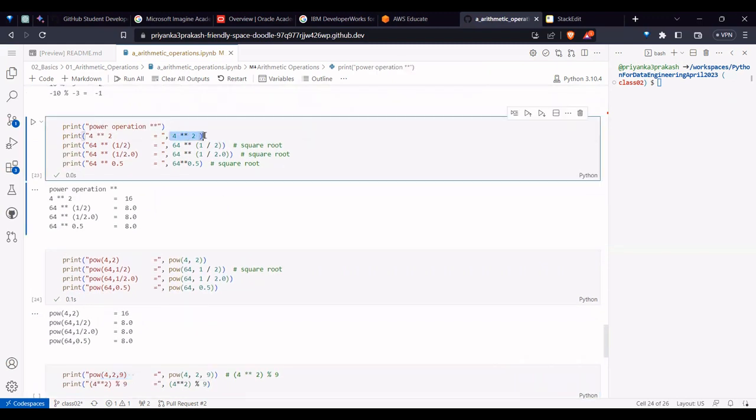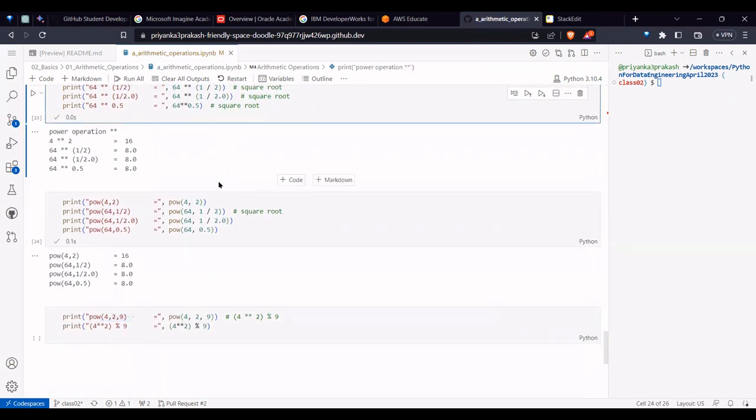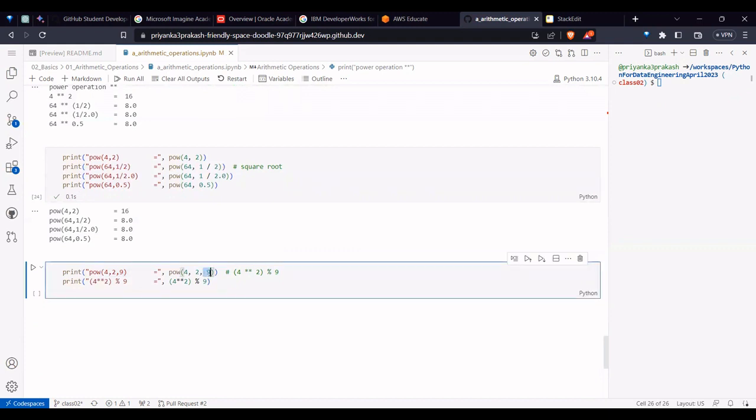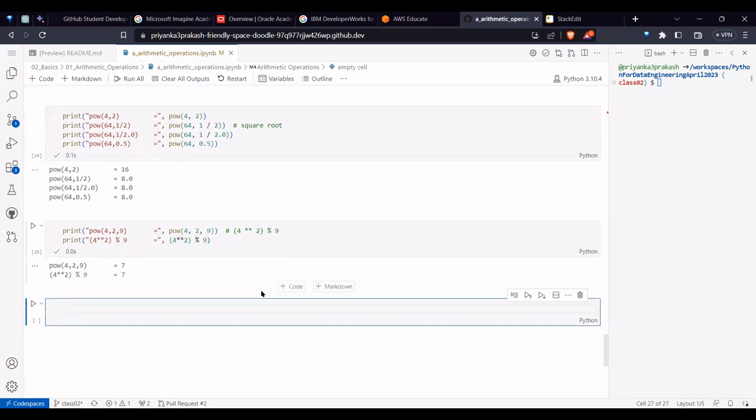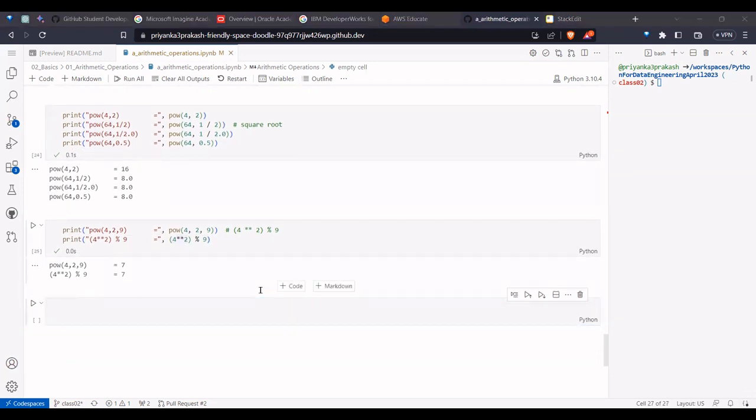Typically with 2 values, we know the power operation. What if there is a third value? We can do a modulo also. What do you mean by modulo, sir? It's a remainder. Meaning when you give power of 4 comma 2 comma 9, it indirectly does this. It will do a power operation with the first two, and the result will have a remainder operation done with the last value. So this is the extra job being done by the power operation. Based upon this, you can use it if you need something.